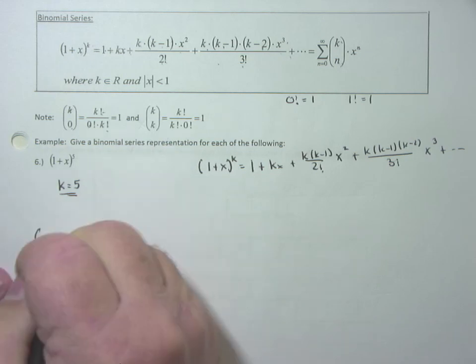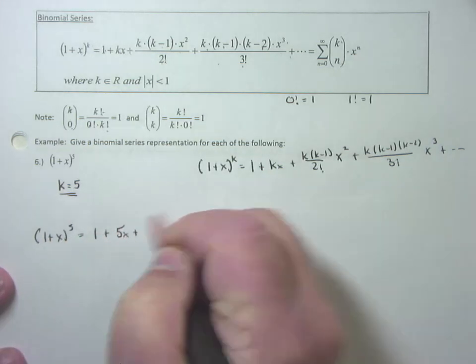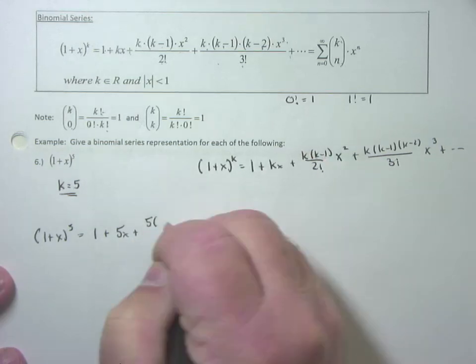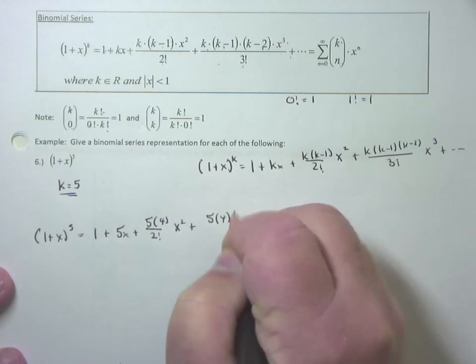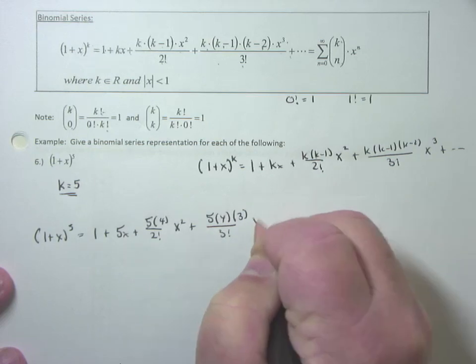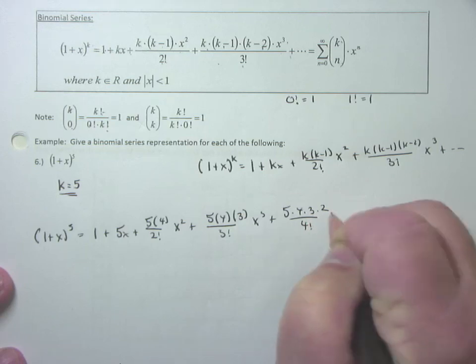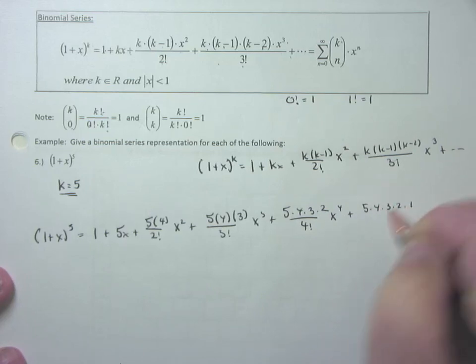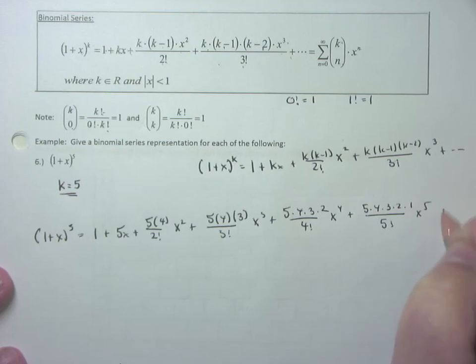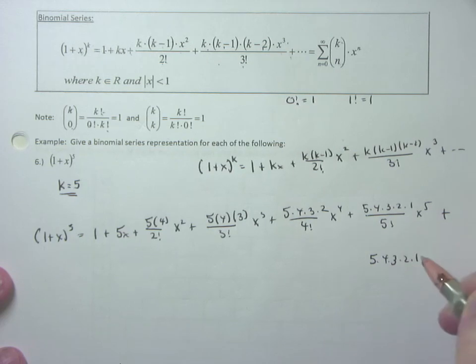K is 5. So (1 + x)^5 would be equal to 1 + 5x + 5 times (5 - 1), which is 4, divided by 2 factorial times x squared, plus 5 times 4 times (k - 2), which is 3, over 3 factorial x cubed, plus 5 times 4 times 3 times 2 over 4 factorial times x to the 4th, plus, catch a pattern, 5 times 4 times 3 times 2 times 1 over 5 factorial times x to the 5th, plus your next one would have been 5 times 4 times 3 times 2 times 1 times 0 over 6 factorial times x to the 6th.